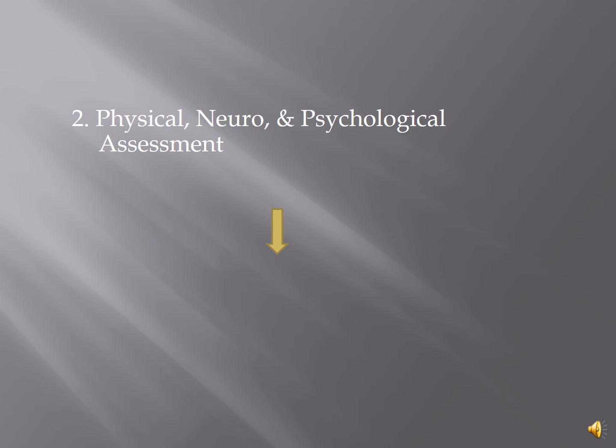Okay, to continue on with the psychiatric exam, we talked about the history and the mental status exam. Now let's look at the physical, neurological, and psychological assessment. The client's signs and symptoms may be due to physical problems, biological or neurological problems that might be occurring. So we definitely cannot forget to do a good physical, neuro, and psych exam or assessment.